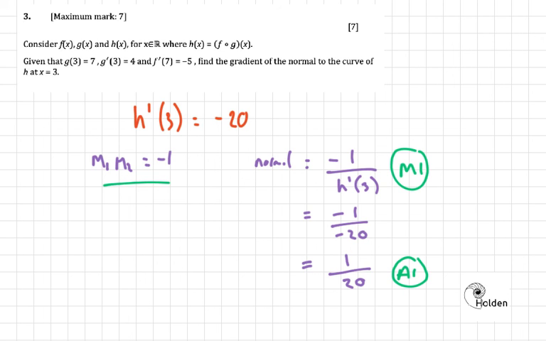Okay, so if you're quick enough to process all of that and you just go, haha, the normal is 1 over 20, you're going to score 4 marks, N4, for just this final answer. So really do communicate your answers.